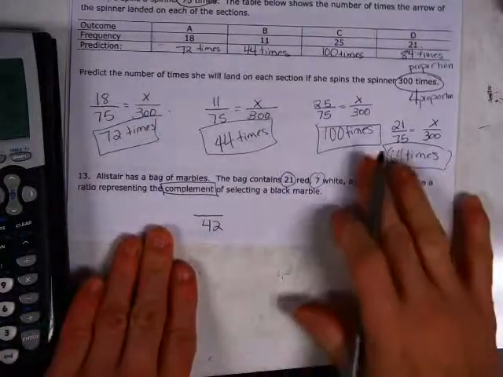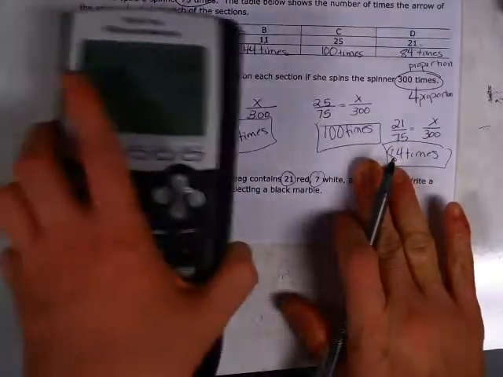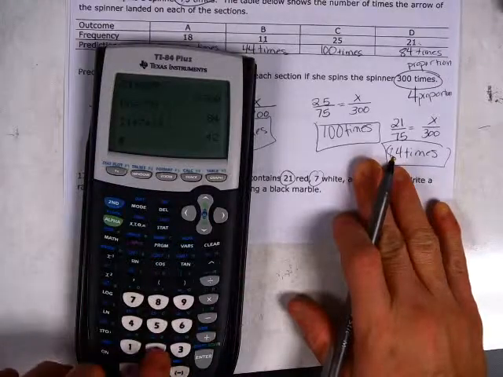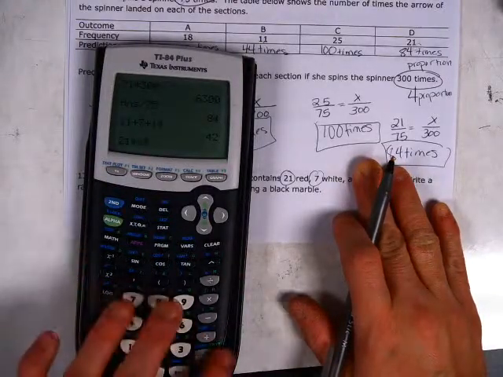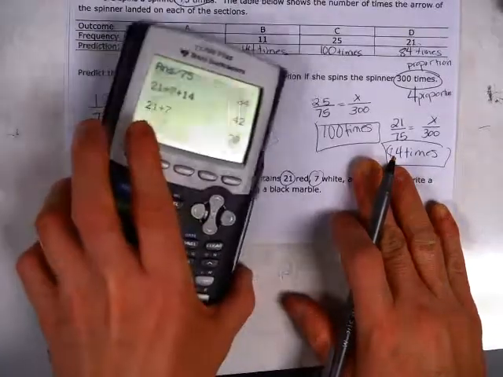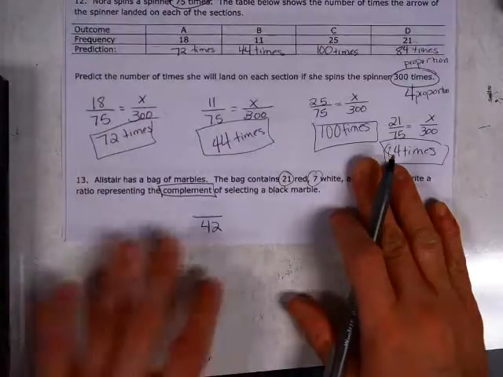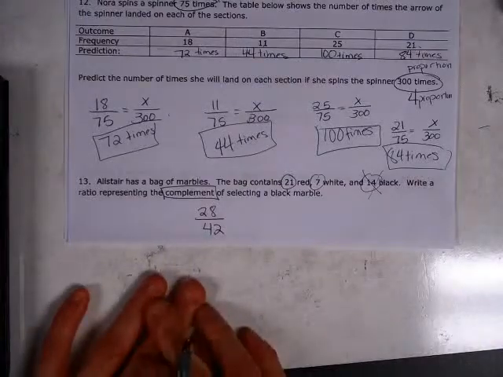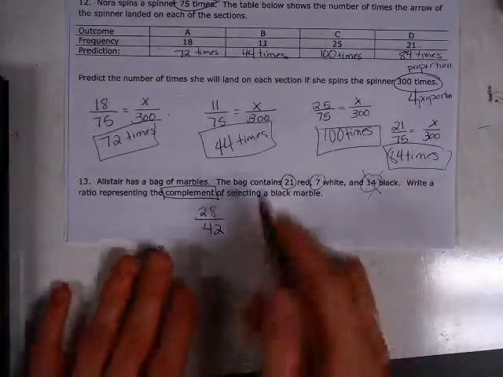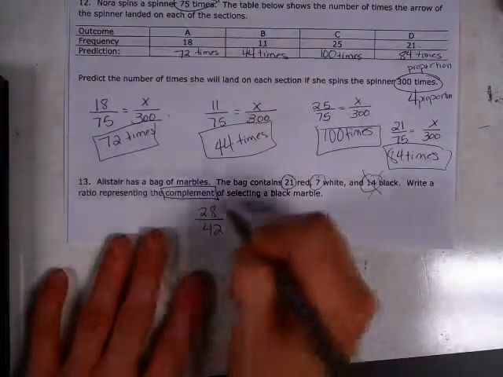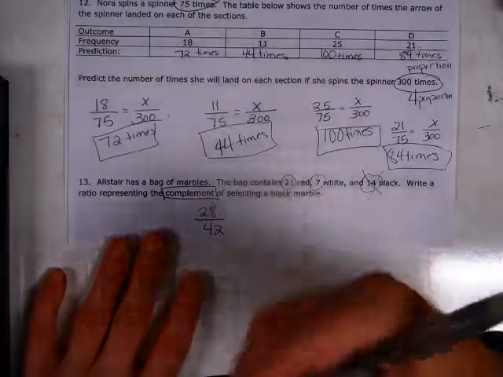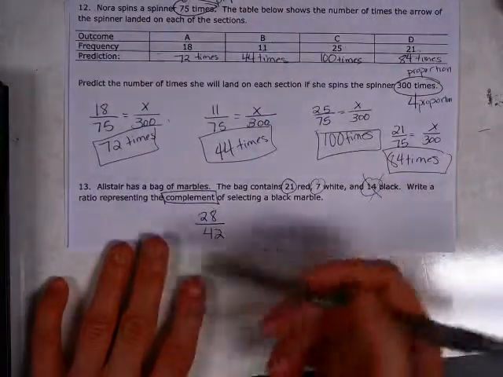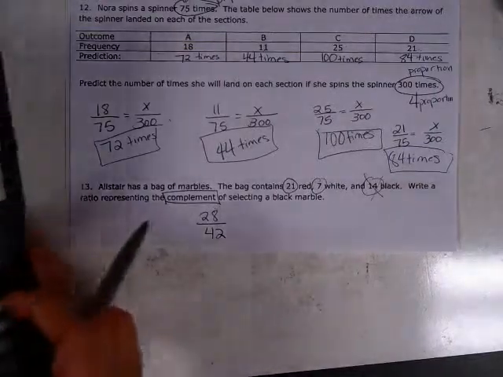Now I want everything that's not black. So then I have to add 21 plus 7, and it equals, you can barely see it, 28. So there's my ratio. However, they're going to make us reduce it. This is a correct answer. Guys, normally I would accept this. However, they're going to want it simplified.